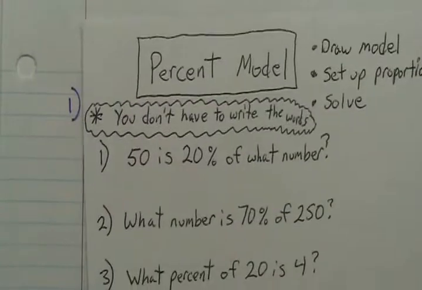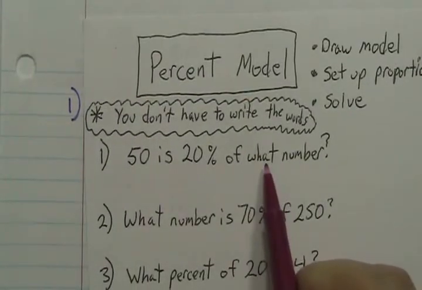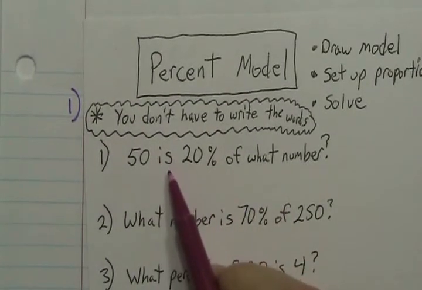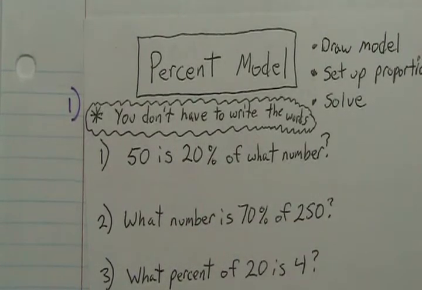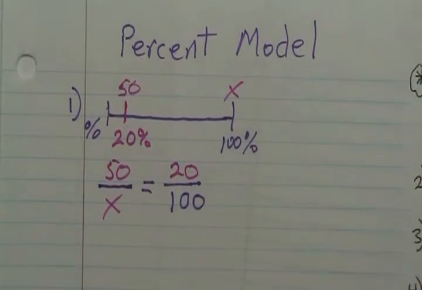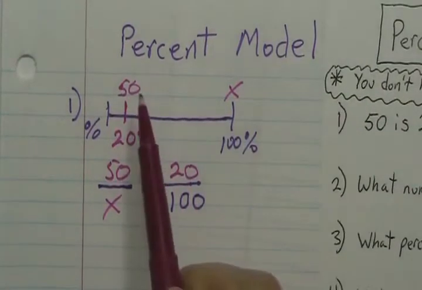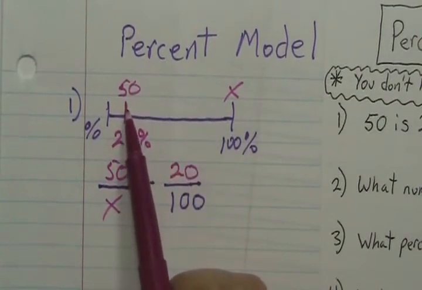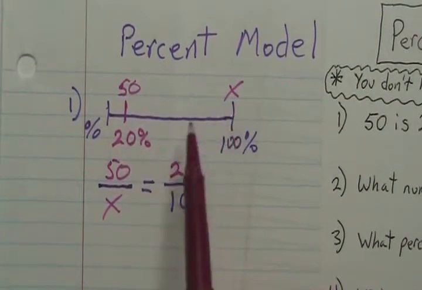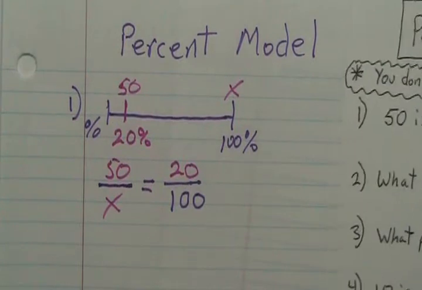And notice the key words here: of what number? 50 is 20% out of some number. This is probably the most difficult part for students, to figure out where the number goes. Is it the part? Or is it the whole? That's the most difficult part, I think, for many students.